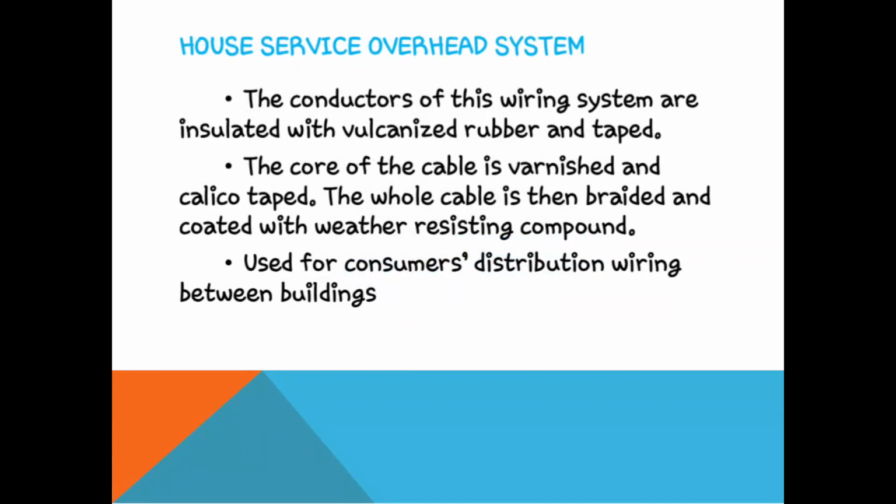Then finally, we have the house service overhead system. For the house service overhead system, the conductors of this wiring system are insulated with vulcanized rubber and taped. The core of the cable is varnished and calico taped. The whole cable is then braided and coated with a weather resisting compound, used for consumer distribution wiring between buildings.